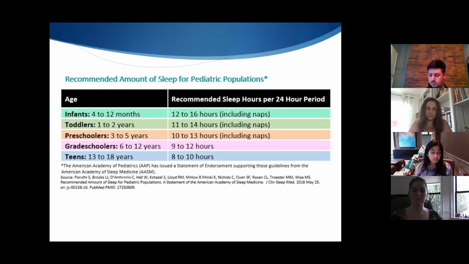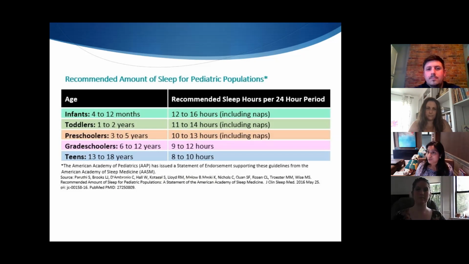So for kids who are school age, it is expected that they should be fully alert and awake during the day. And if they're not, then it might be an indication that they're not getting enough sleep. So kids who are 6 to 12 years of age, we typically expect that they'll get 9 to 12 hours of sleep a night. And those teenagers, anywhere from 8 to 10 hours of sleep per night. But again, there is variation on this.